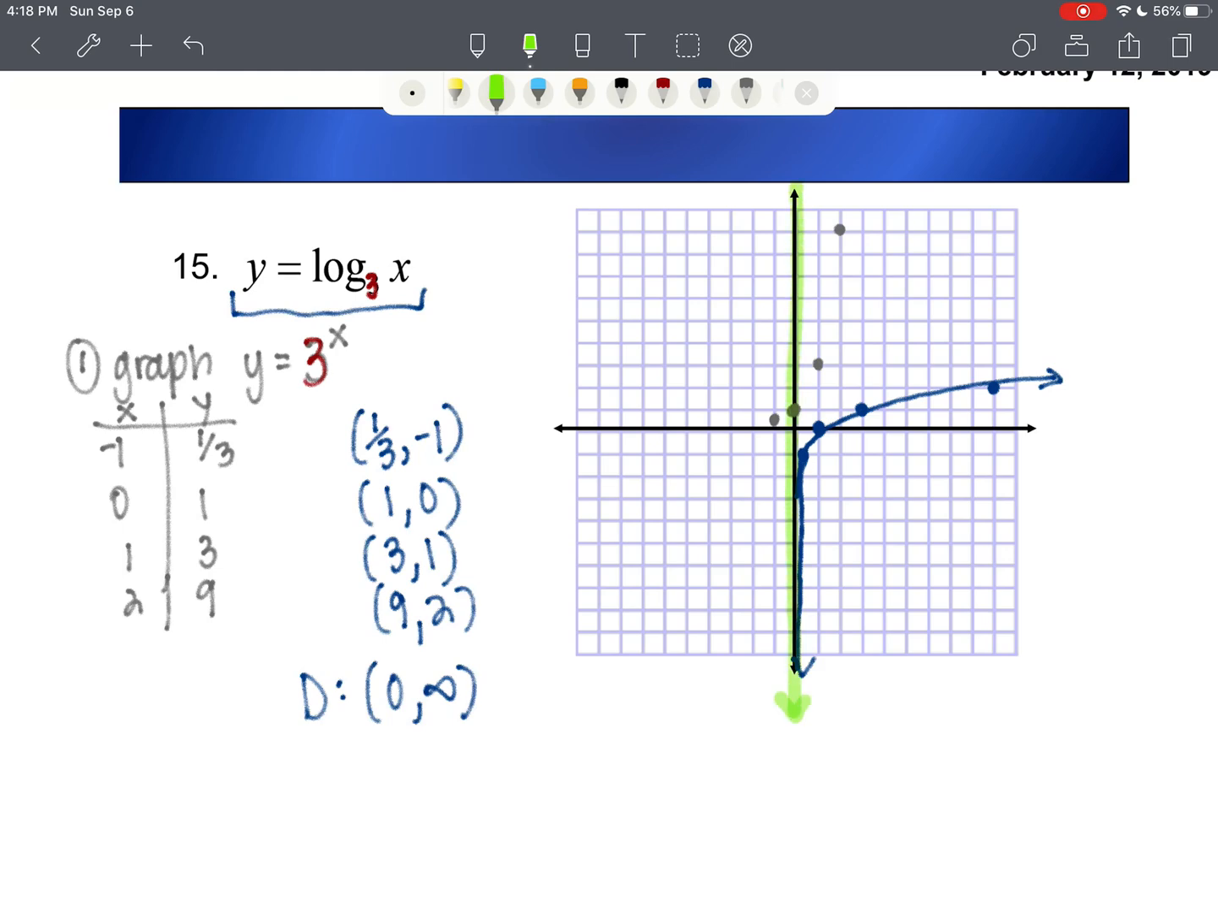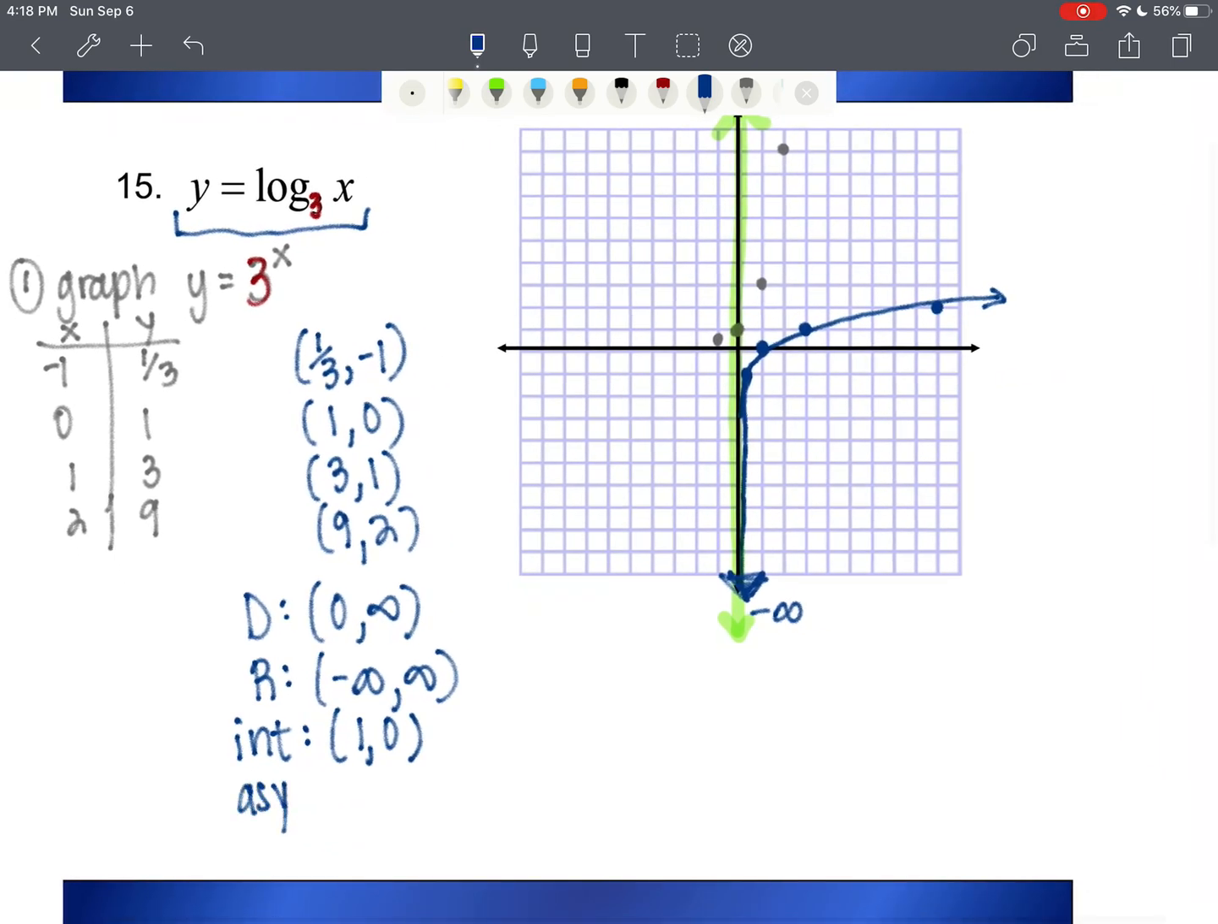So I've got that vertical asymptote at x equals 0. So my domain is 0 to infinity. My range is -infinity to +infinity. The graph goes down forever, that's -infinity, and eventually it will go up forever to +infinity. Our intercept is at 1, 0, and our asymptote is a vertical asymptote at x equals 0. Asymptotes are always equations of vertical lines.